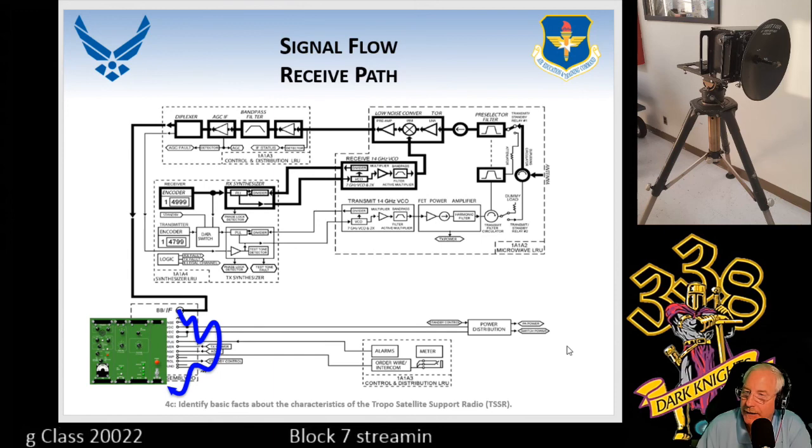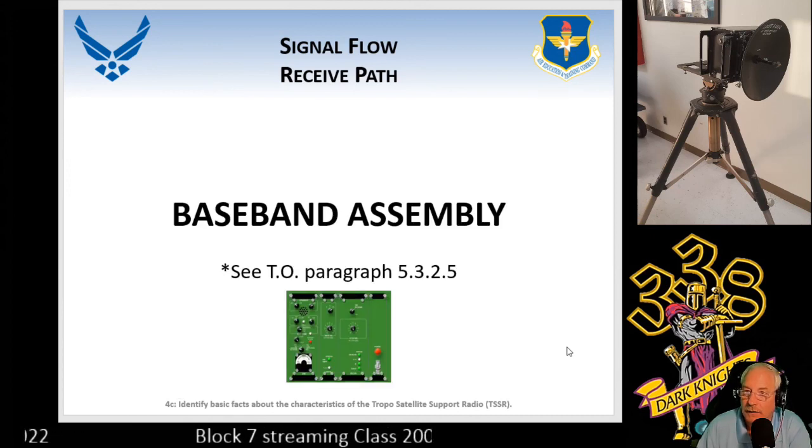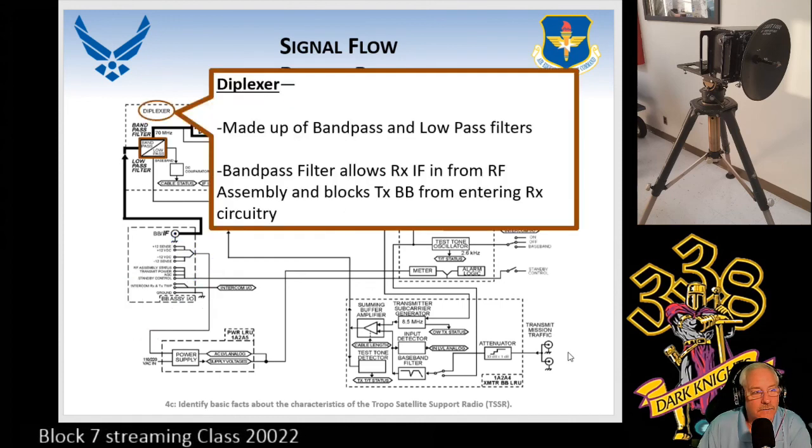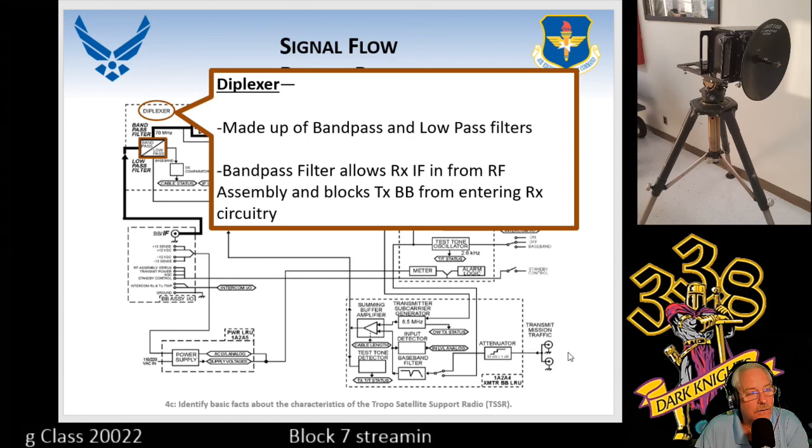And then once we get it out the rear of the RF assembly, it's going to go into the baseband assembly, which is page 7. Again, you can take a look at the tech order to see where it's at. We're going to come out of the RF assembly into the baseband assembly, page 7. We're going to go through a Diplexer. Again, this is going to let our 70 megahertz go through the receive section. It's going to keep the baseband and our order wire off the line.